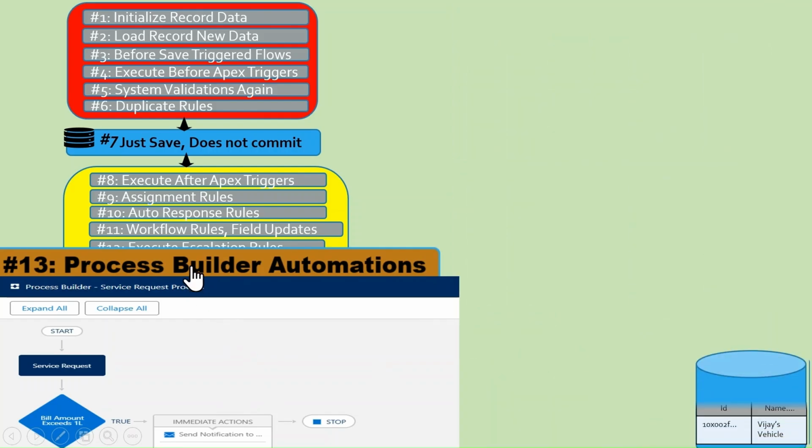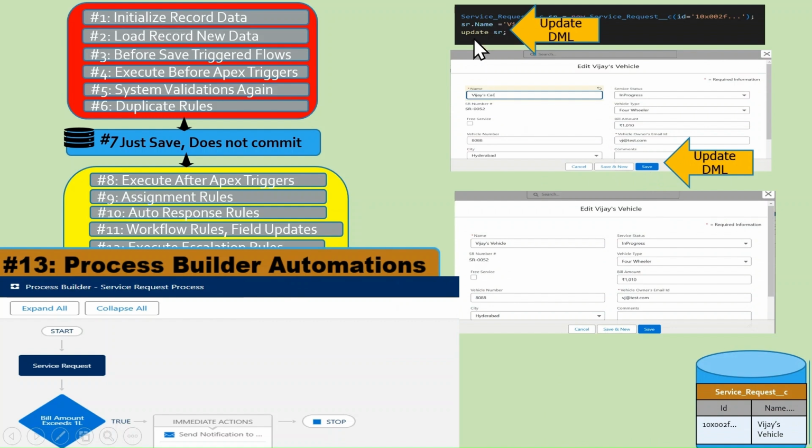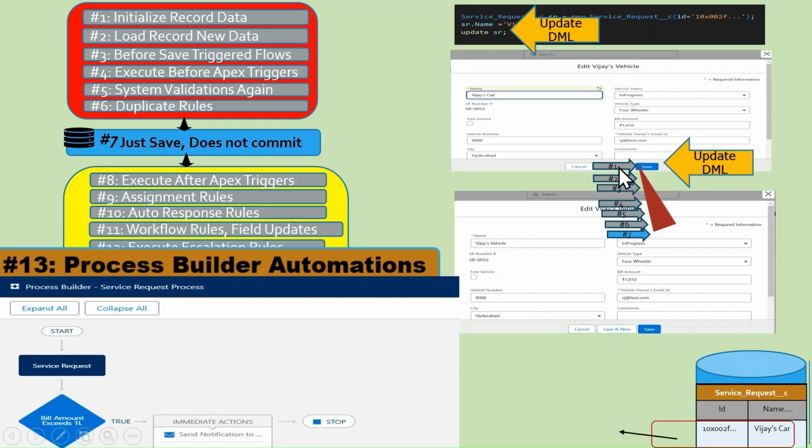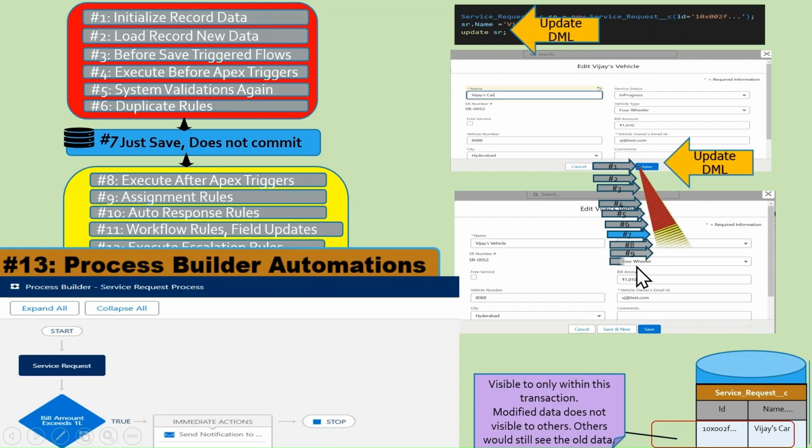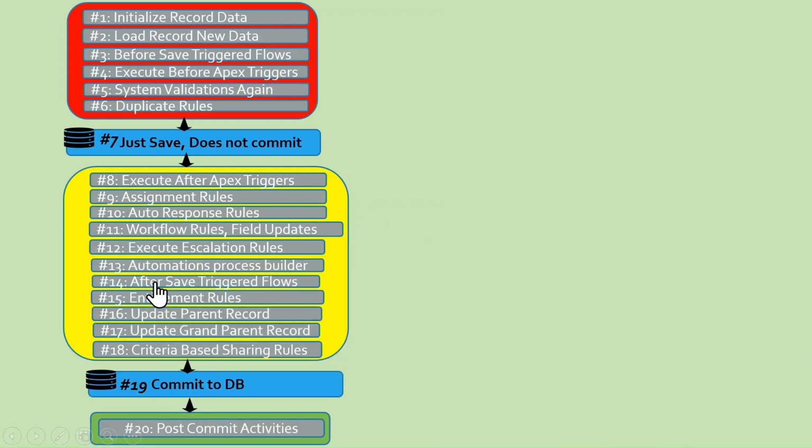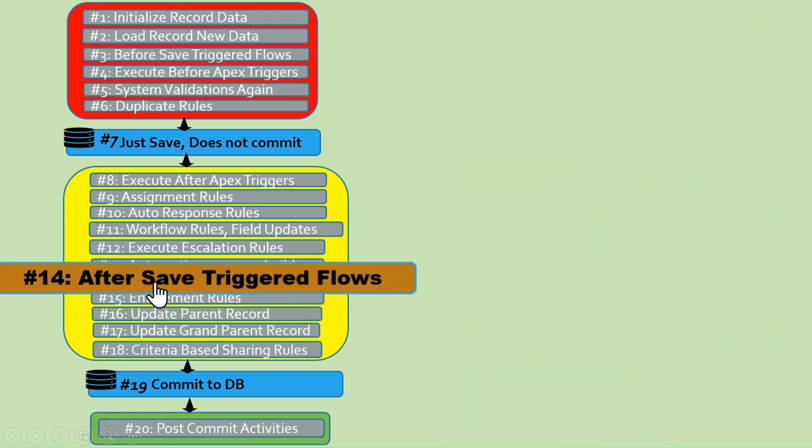Similarly, for the update DML, on click of save or on updating the SR in the Apex, the order of execution starts from 1 till 12, and then it moves to step number 13. At this step number 13, it identifies one process builder for our service request. Since it identifies the process builder for the service request, it triggers that process builder. Then the order of execution moves to the next step, that is step number 14, after save triggered flows.